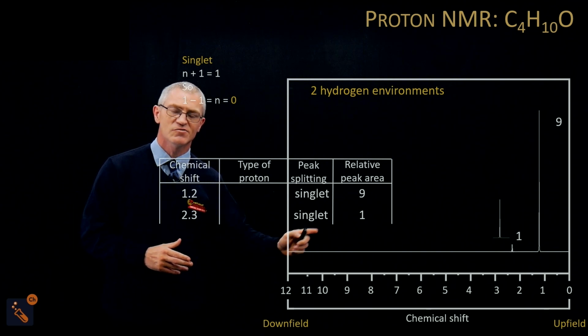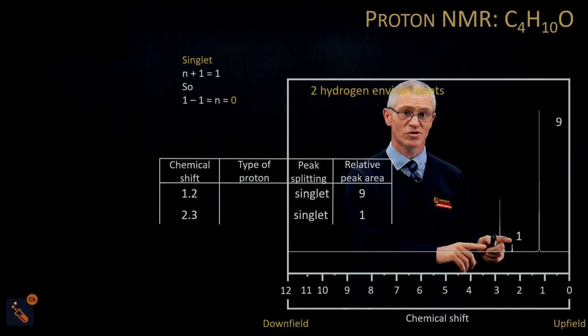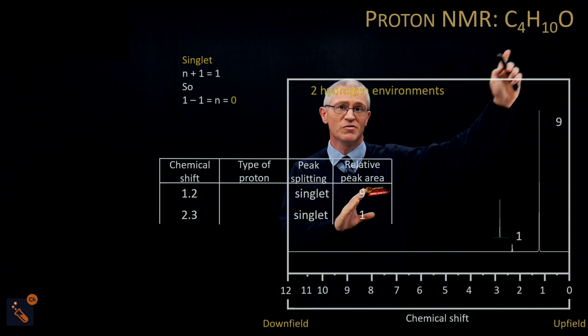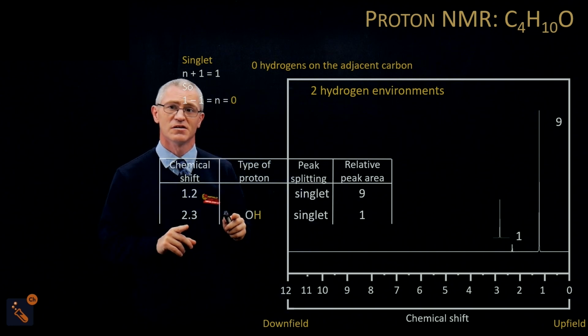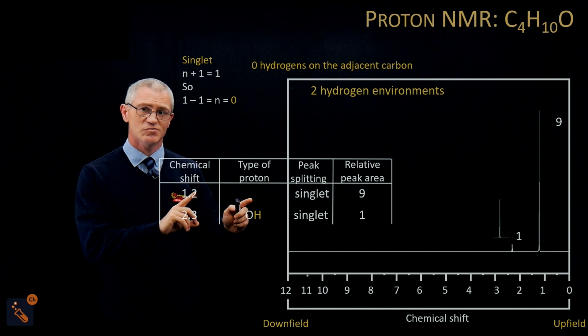Now, an important thing here is this one down here, 2.3. That's a singlet with a 1. If you have a singlet with a 1, it's very characteristic. A singlet with a 1 that's very small like this is usually an OH or an NH. Now we've got an O in there, so we're going to put that down as an OH. So there's your OH.